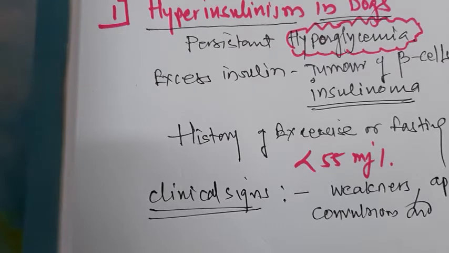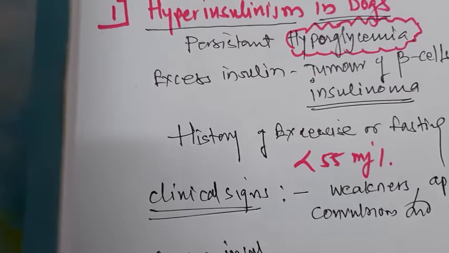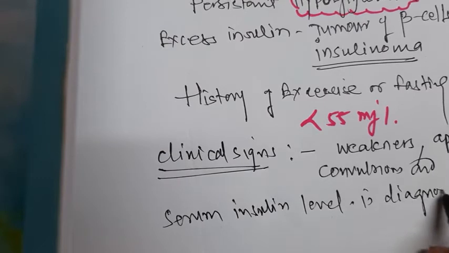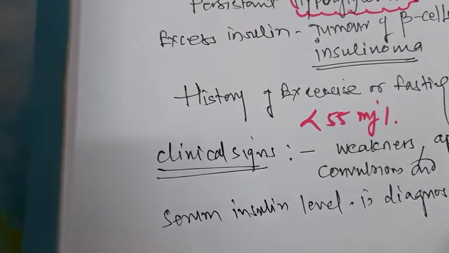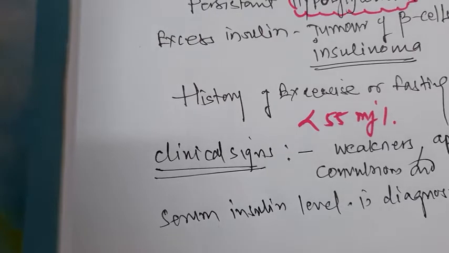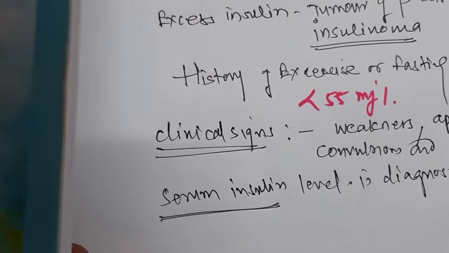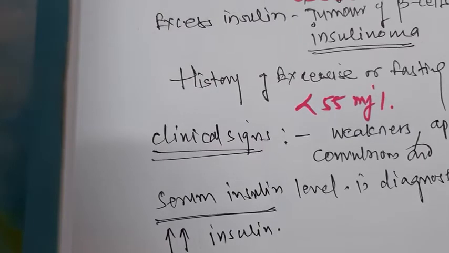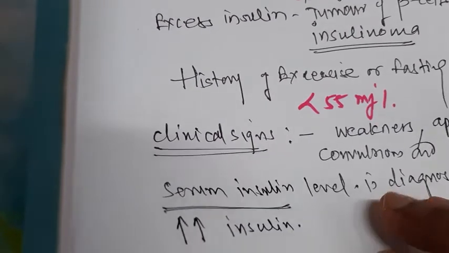Okay, so the serum insulin level is diagnostically important. You have to measure the serum insulin level, and you will see that there is an increase in the level of serum insulin, hyperinsulinism. So this is the condition in case of dog. It is hyperinsulinism in dog.